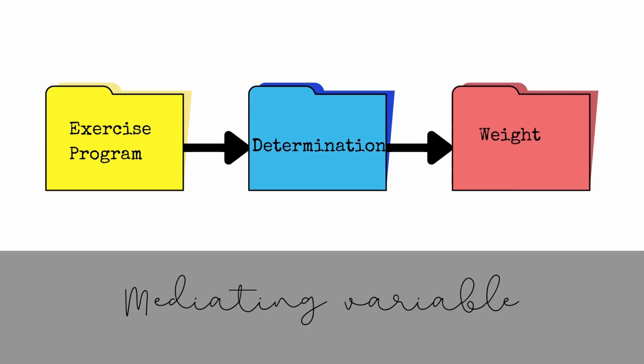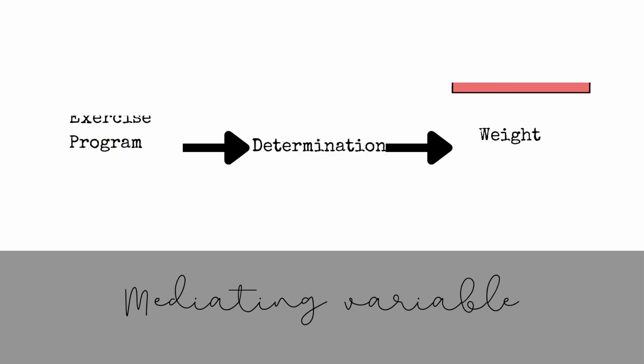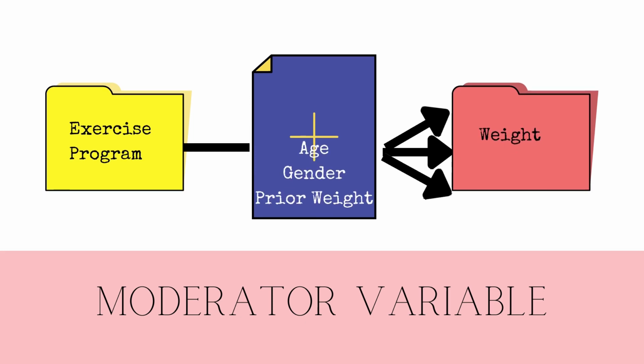For instance, determination is a mediating variable because it explains how the exercise program is related to weight loss. While categories such as age, gender, and prior weight as moderator variables may affect the influence of the exercise program on weight. Like, do people of younger age lose weight more easily than older ones?